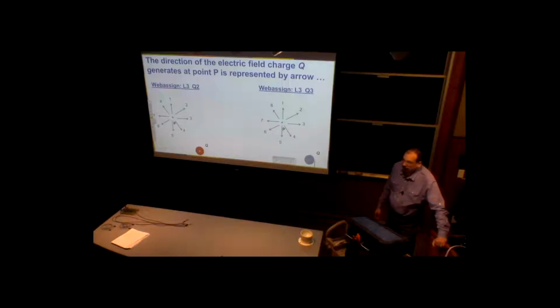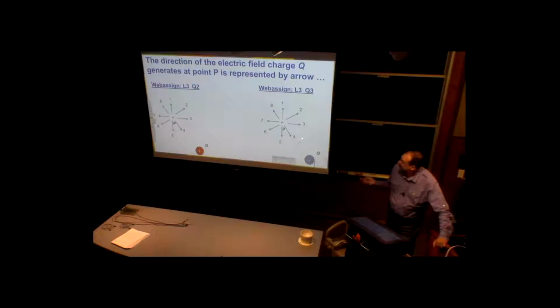it's everything about rules. So you should say a rule. Could you explain it one more time? I'm asking you a question. What arrow should you choose to represent correctly electric field generated by this charge at that point? That's one question. You can ignore everything else.